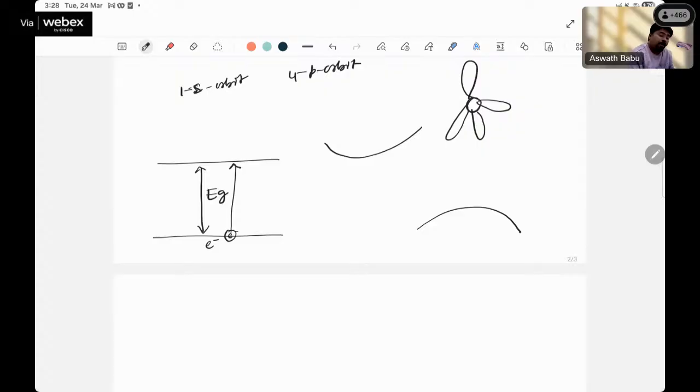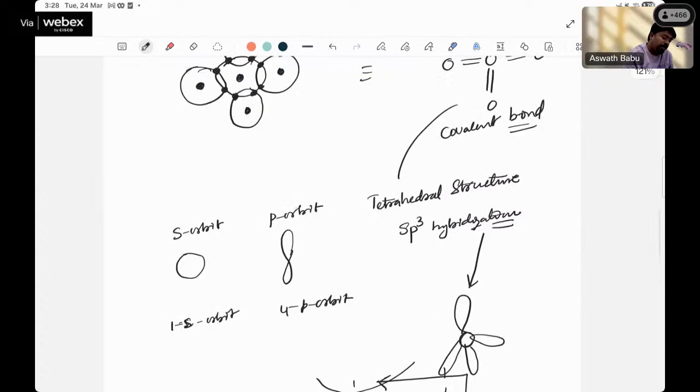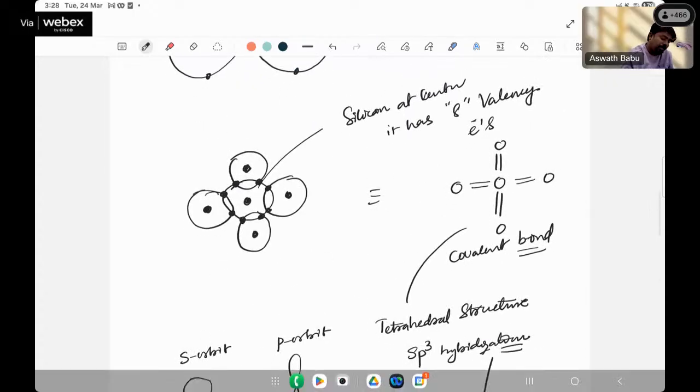Valency and conduction bands are separated by some kind of a dislocation. So in order to jump, they can't directly jump. They have to go through some kind of a lateral transition, apart from jumping directly. So this is the indirect band structure. It's like the electron has to travel up and then take a left.